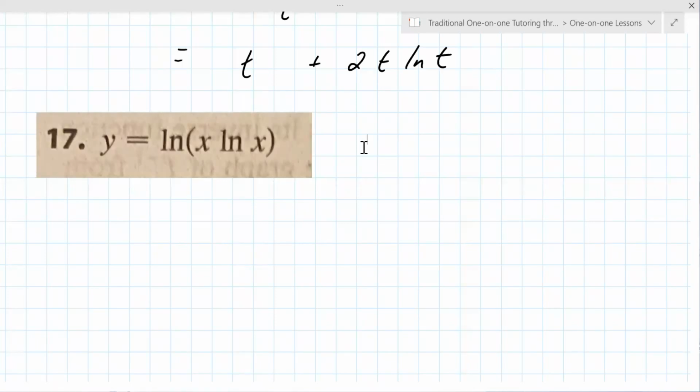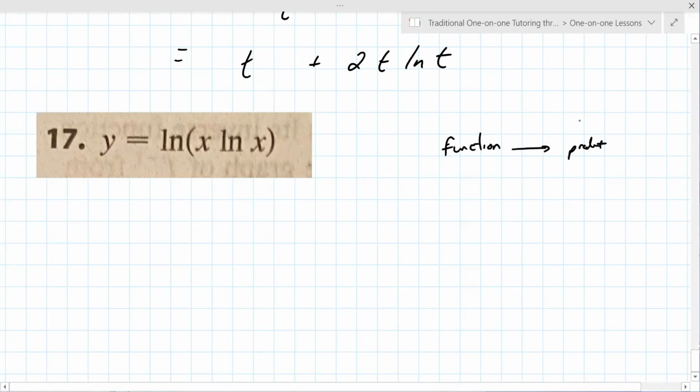How are you doing on this one? I'm still working. I was trying to identify what rule I wanted to use. You should see it's a function followed by a product, and maybe in quotes, chain rule there. Take another 30 seconds. I'm just going to step away real quick. I'll be right back.